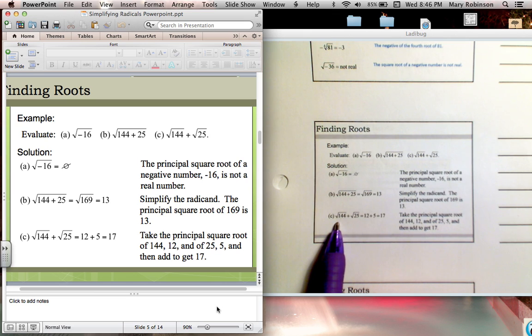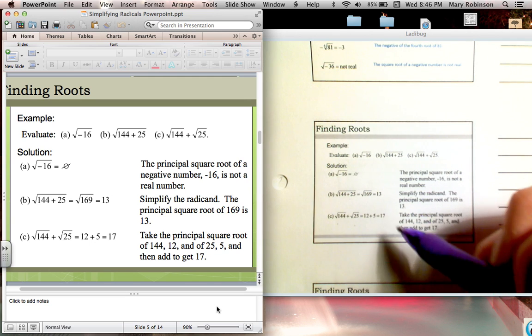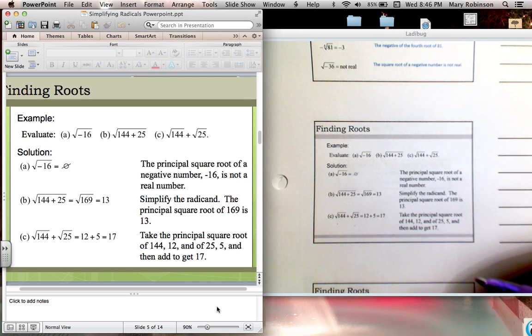And you get the square root of 144 is 12 and the square root of 25 is 5. 12 plus 5 is 17. And 17 and 13 are not equal. Therefore, they're not the same expression.